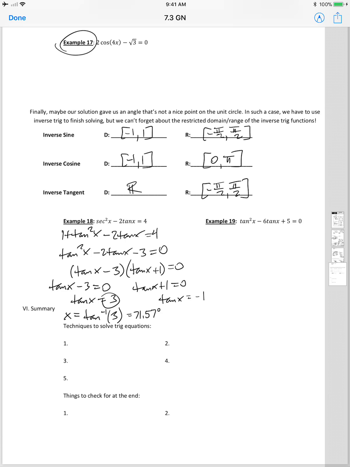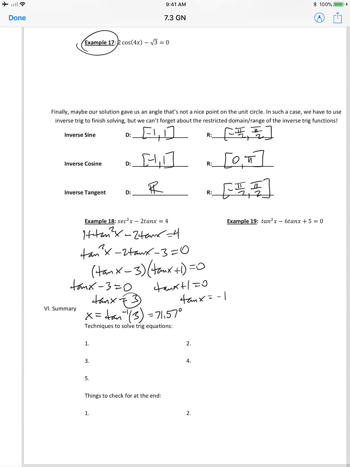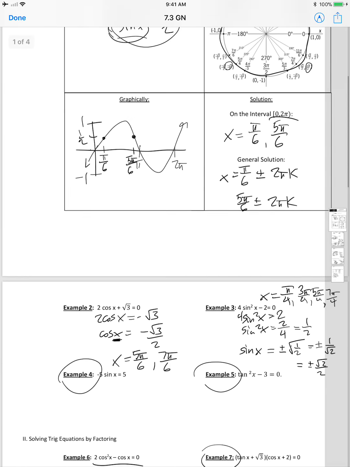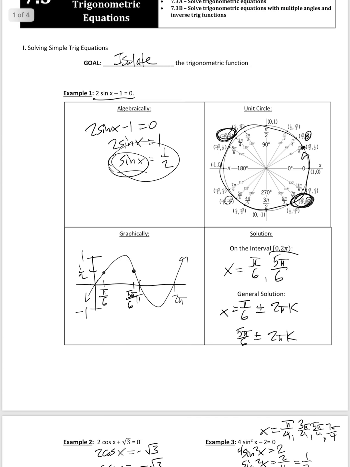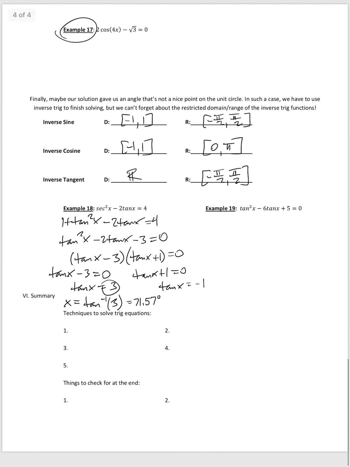And then tangent of x equals negative 1. You actually might be able to think about this in your head. Tangent is going to be negative 1 at either 3 pi over 4 or 7 pi over 4, right? Because I'll have square root of 2 over 2 over negative square root of 2 over 2, or I'll have negative square root of 2 over 2 over positive square root of 2 over 2, and those will reduce to negative 1 in both cases.